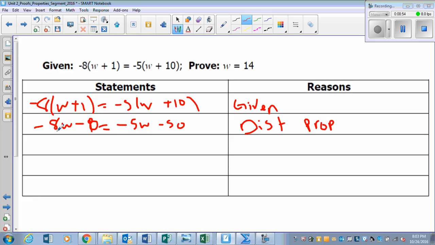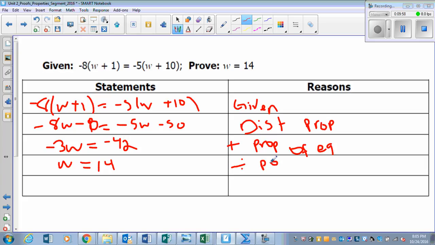All right. And then you would have the addition property of equality. Now, it does not matter which variable you bring, if you bring the 5w to the left or the 8w to the right. However you do it, you would have your reasons accordingly. So if I brought the negative 5w to the other side, we'd have negative 3w equals negative 42. And this is the addition property of equality. And then we would say w is equal to 14 because of the division property of equality.